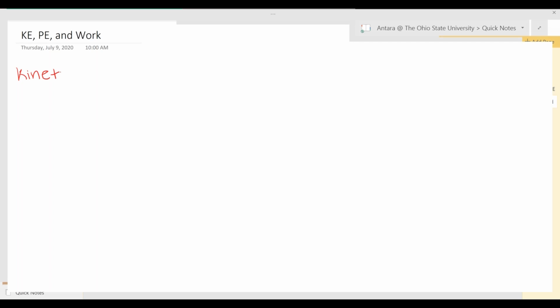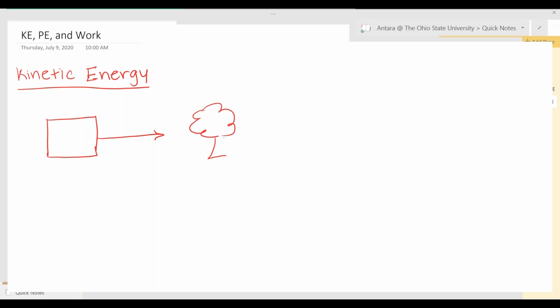So here I am going to work on an example with kinetic energy. I want to draw an elephant. I'm just going to draw a box as the elephant, and it's moving in some direction towards this tree. It's going at 10 meters per second, and the mass of this elephant is 6,000 kilograms. So m equals 6,000 kilograms, and the velocity equals 10 meters per second.